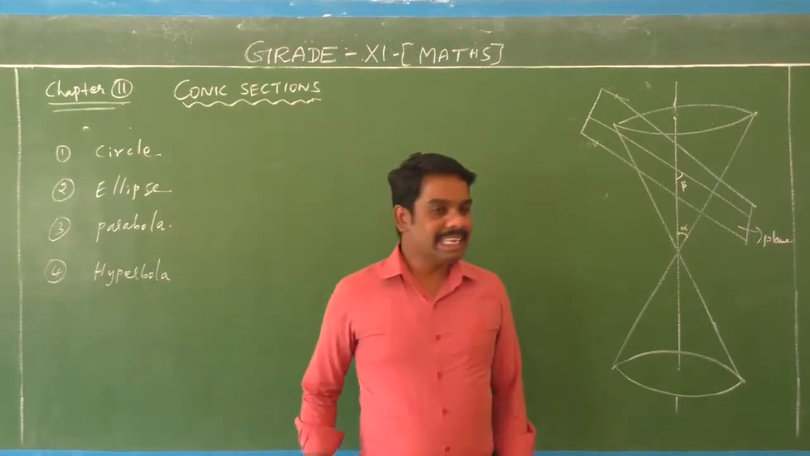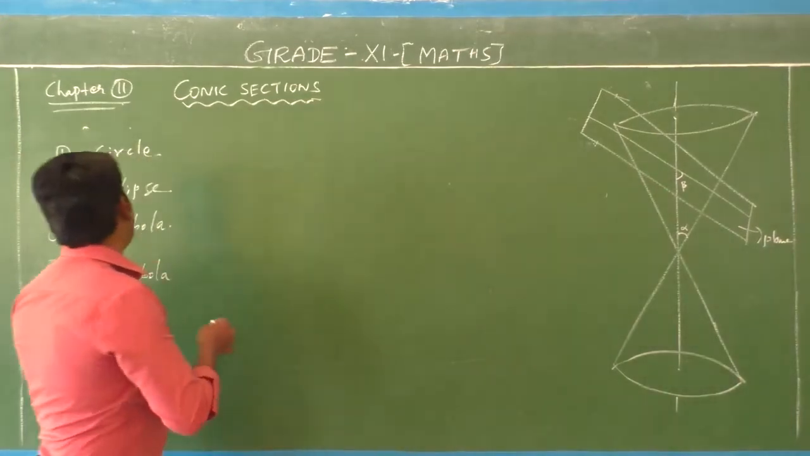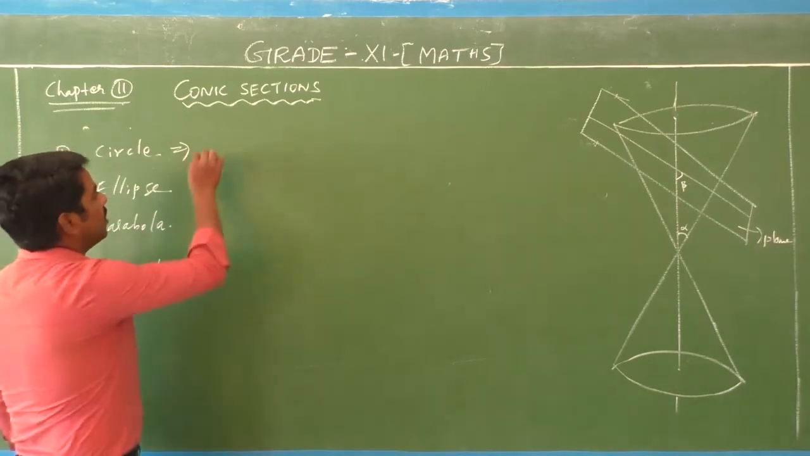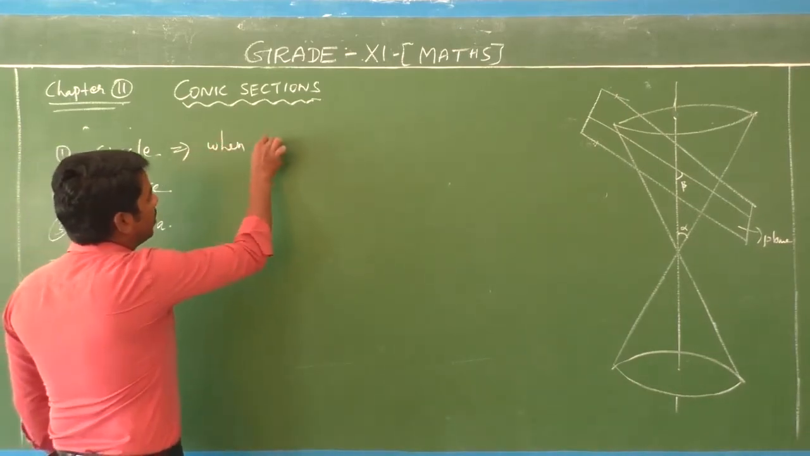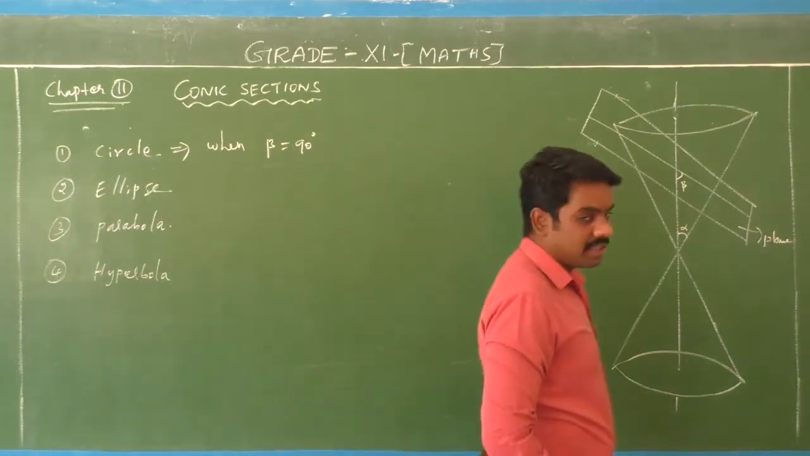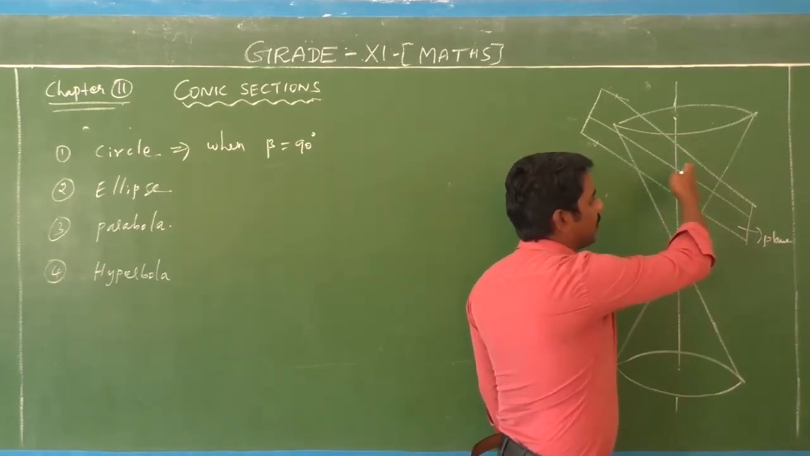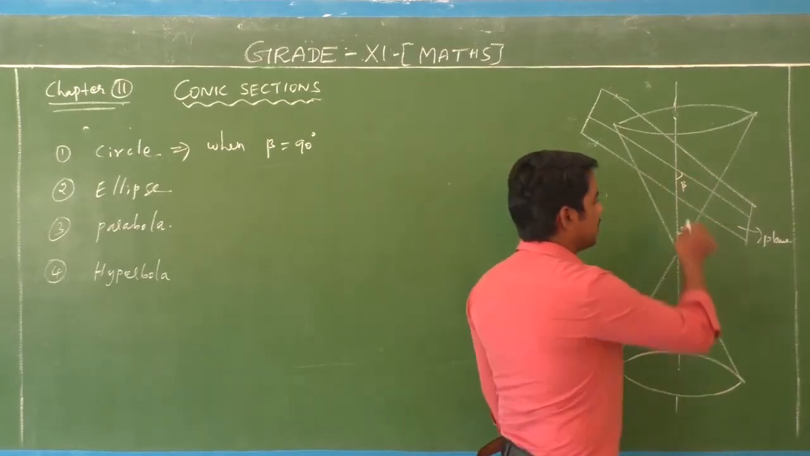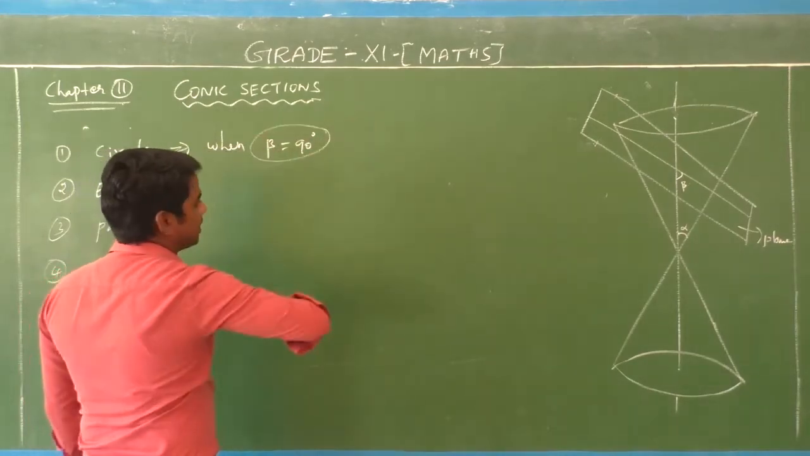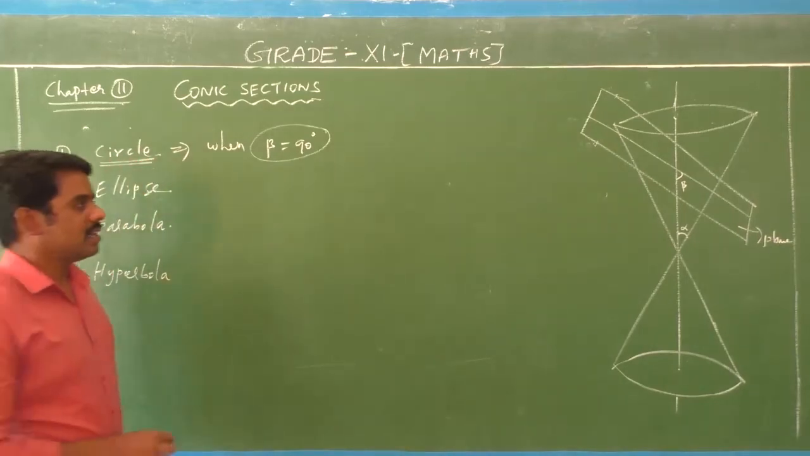The plane cuts the nappe. This plane cuts the nappe. We have various types of conics. First of all, circle. When beta is equal to 90 degrees, where beta is the angle between the axis, the fixed line L, and the plane. This is called angle beta. So here beta is equal to 90 degrees. Then the section is called a circle.